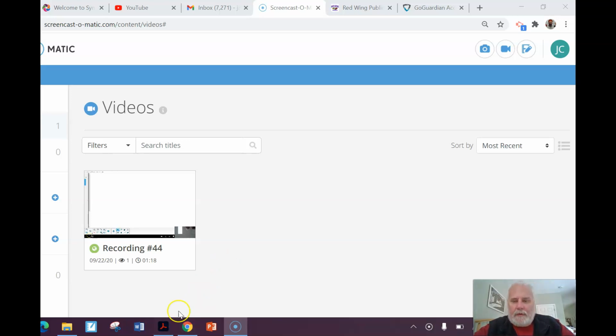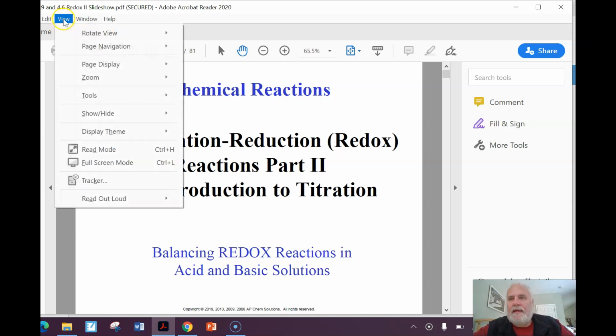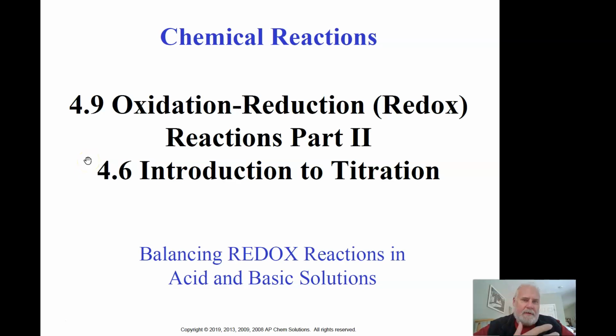Okay, so what we're going to do now is continue section 4.9, where we were talking about some special types of reactions and some unique reactions. And today is kind of cool. It's going to be an application of using this Redox.